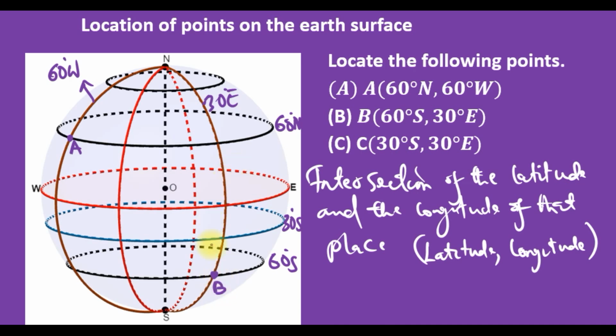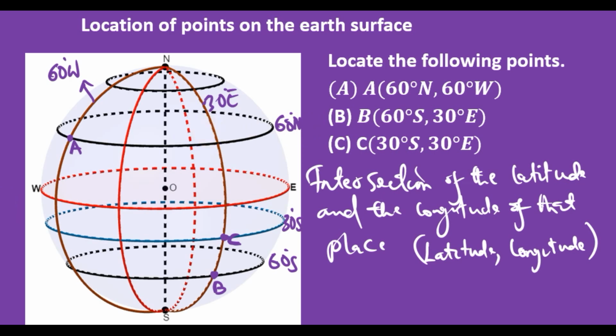So as you can see, it's very simple to locate a point. C is 30 south and 30 east. So as you can see, this is my 30 east, while this is my 30 south. So this is point C. So it's very easy for us to locate points. Once you know the longitude and latitude, the point of intersection becomes the place we are looking for.